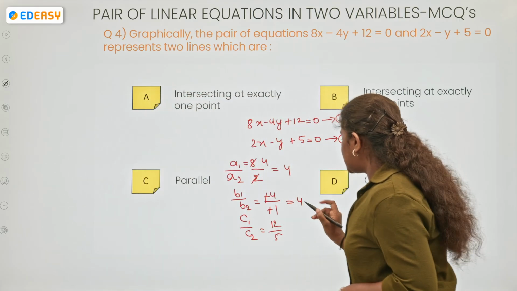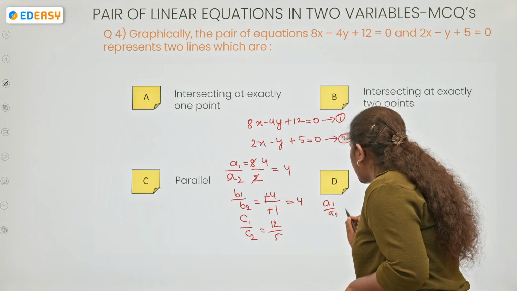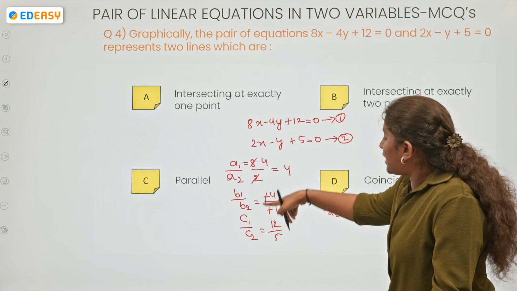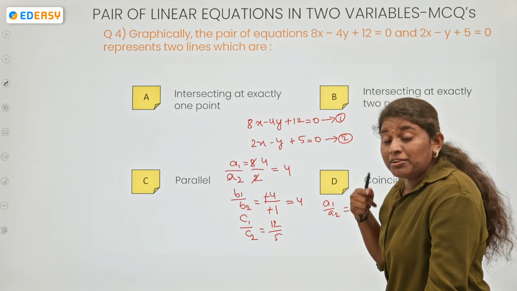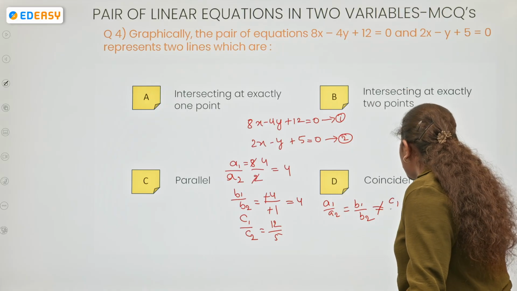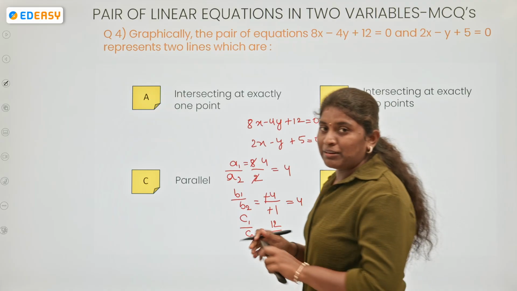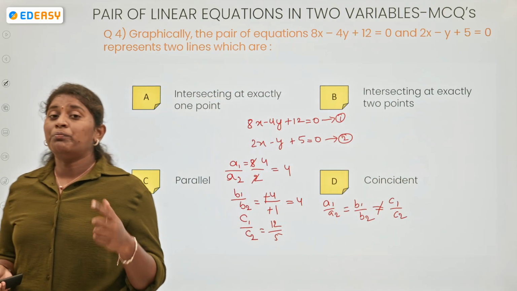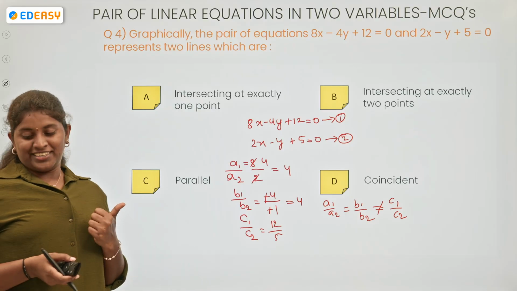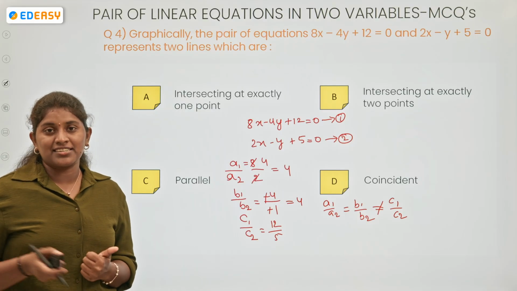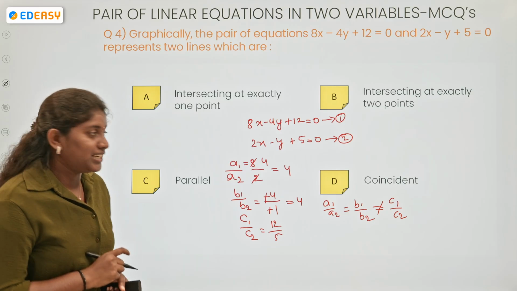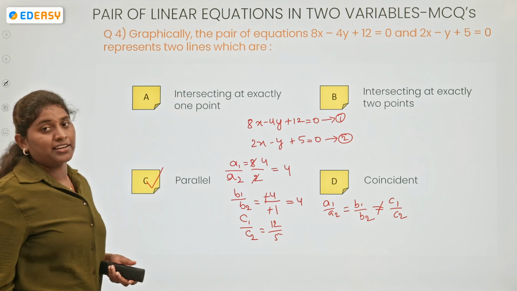So now what can we say here? a1 by a2 equals b1 by b2, because a1 by a2 we got 4 and b1 by b2 also we got 4. What about c1 by c2? It is 12 by 5, which is not equal to the others. Now tell me, if a1 by a2 equals b1 by b2 but not equal to c1 by c2, what type of lines are those? Yes, you can give it in the chat section, everyone. Fine, that is correct. That is nothing but parallel. So here the lines are parallel lines.